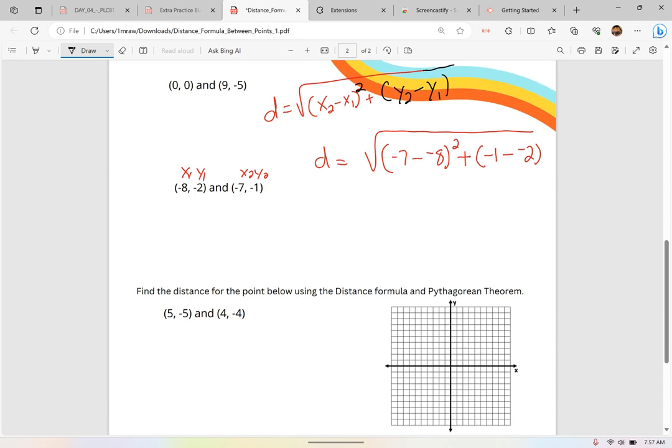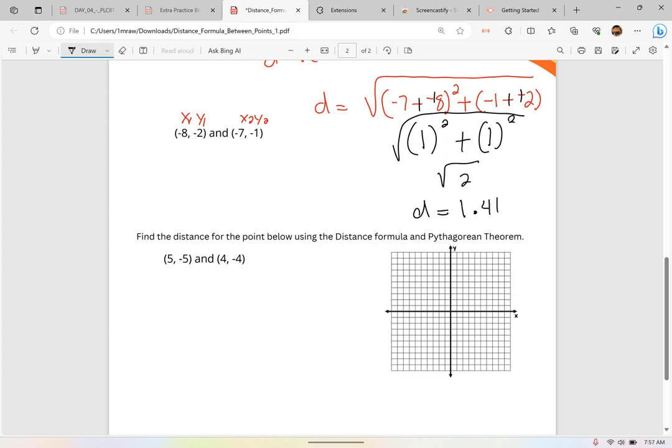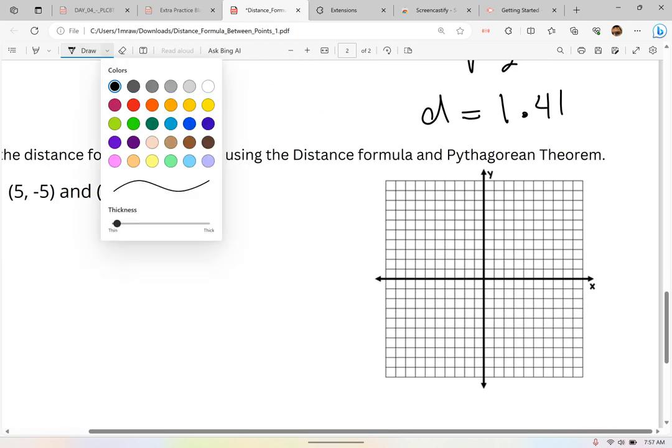Negative 7 minus negative 8 is going to give me a positive 1. That's positive 1 squared plus 1 minus negative 2, which gives me a positive 1 again, because you want to find the change with these. 1 squared plus 1 squared is 2. So this is really the square root of 2. You can actually use that as your answer, but that's not what we want to do. So my distance is approximately 1.41. Now you can practice using the Pythagorean theorem on this piece.